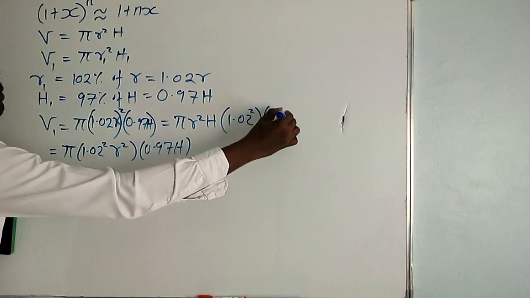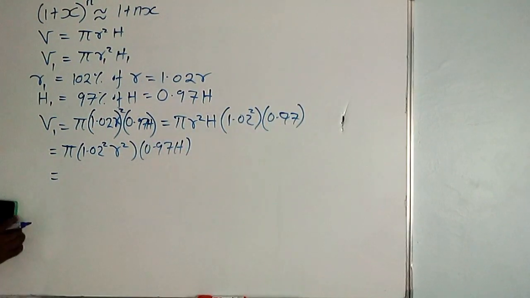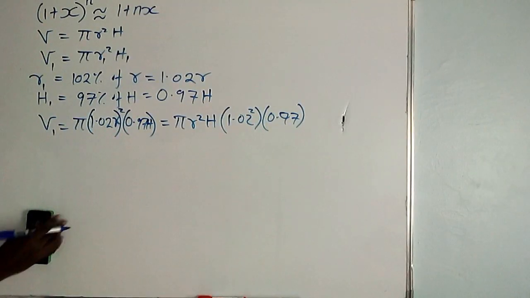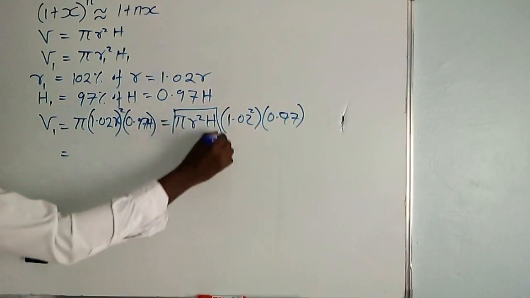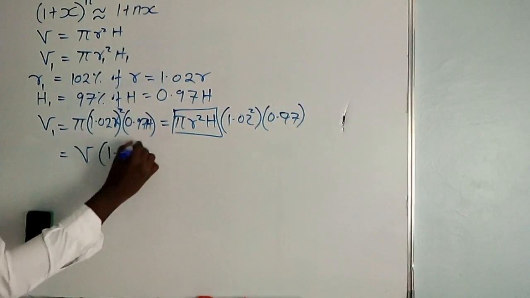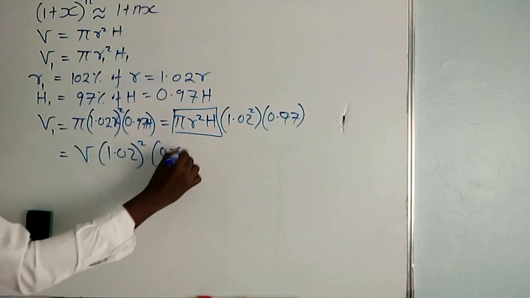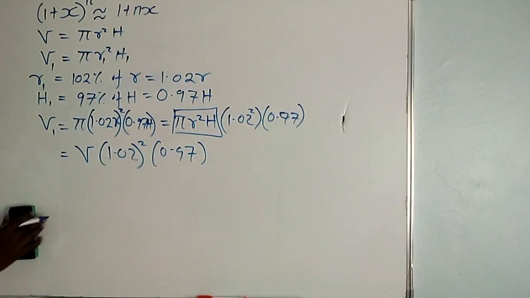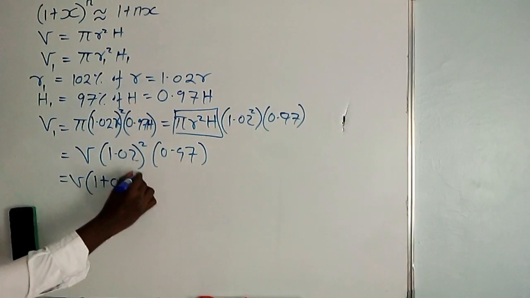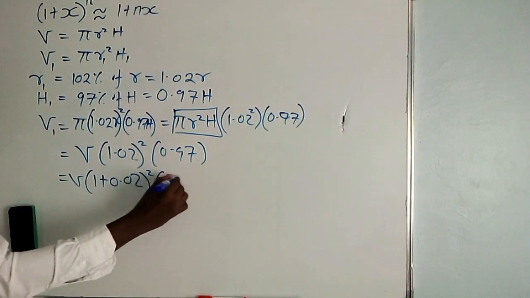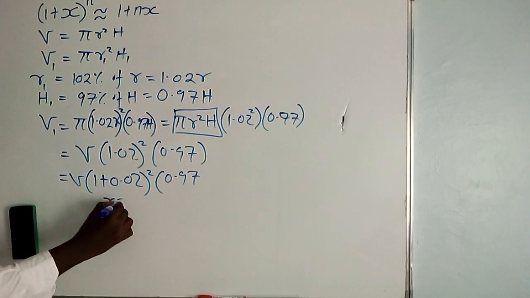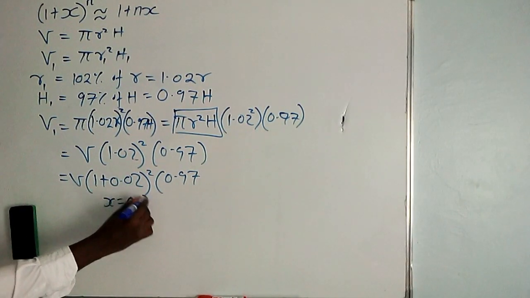Are we together? So what is pi r squared h? Pi r squared h is V, isn't it? So it means this is V into 1.02. If you go back to the binomial problem, it's supposed to be 1 plus x raised to power n. Meaning 1.02 is 1 plus 0.02 raised to power 2, meaning our x is 0.02 and our n is 2. But this other one, 0.97, you don't need to write it in the form of a binomial expansion because it doesn't have a power. N is not there.